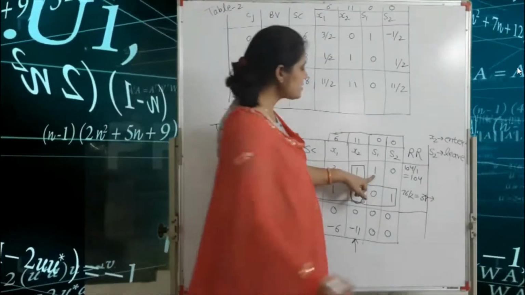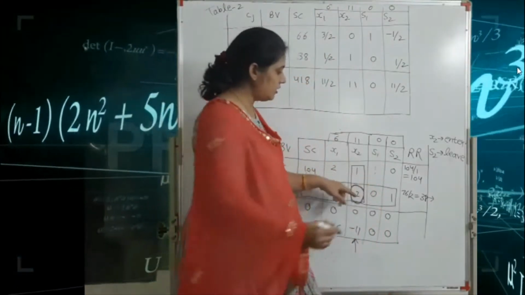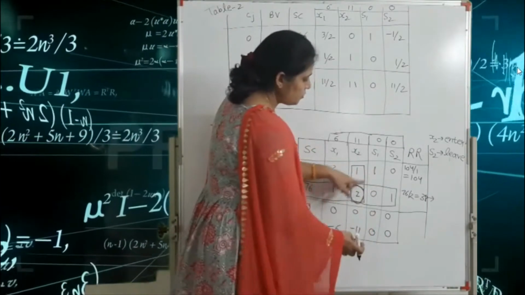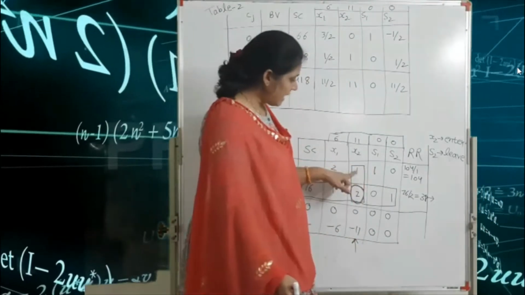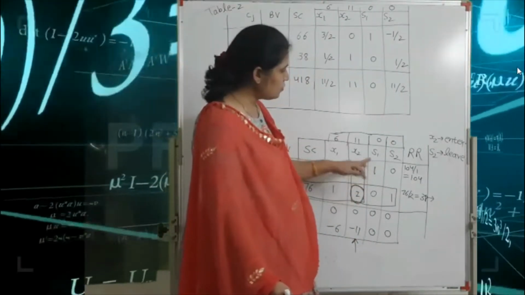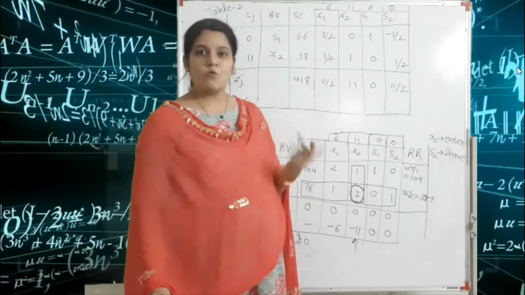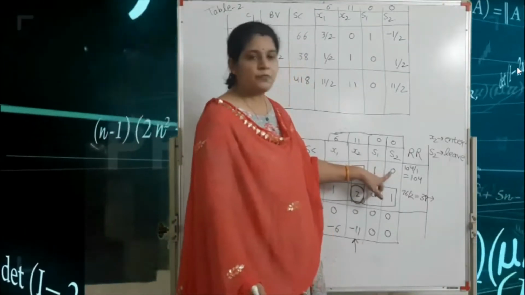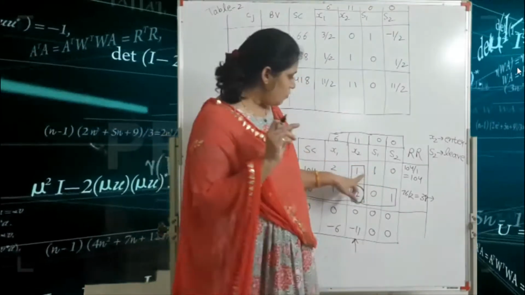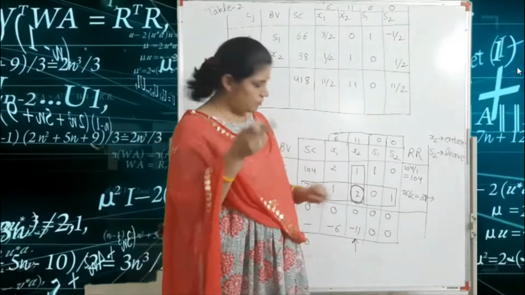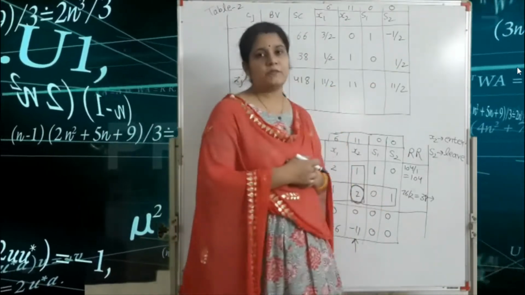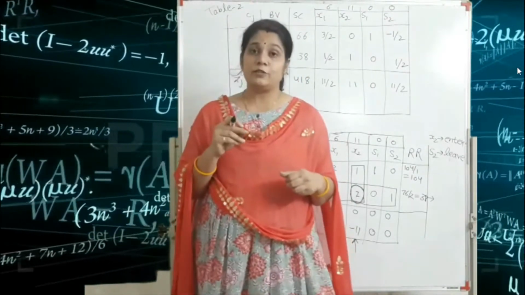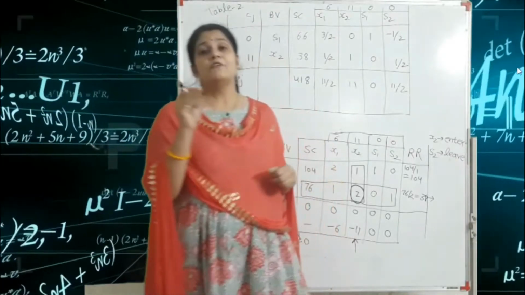Next, the change for the S1 column. So 2 into 1 is 2, minus 1 into 0, which is 0. So 2 divided by 2, we write here 1. Next, the change for this value. So 2 into 0 is 0, minus 1 into 1, that means minus 1, divided by the key number, so we write here 1 by 2. Always first write the multiplication by the key number value, otherwise there may be a mistake with the negative sign.